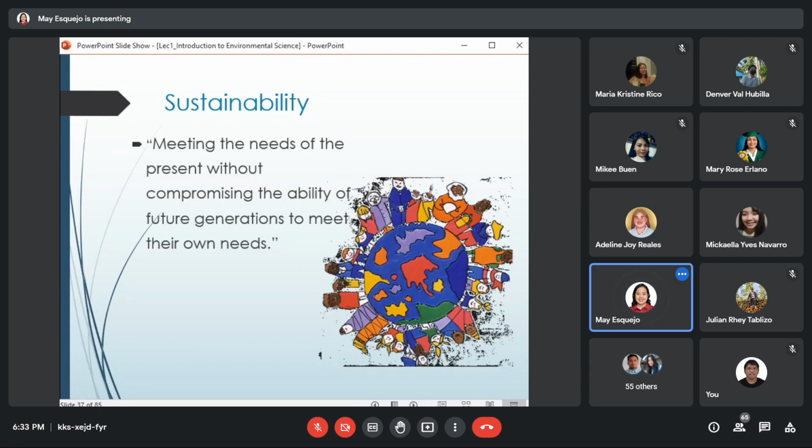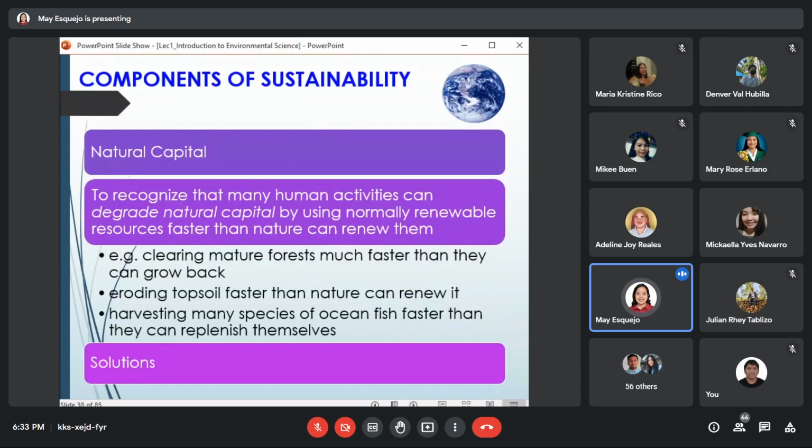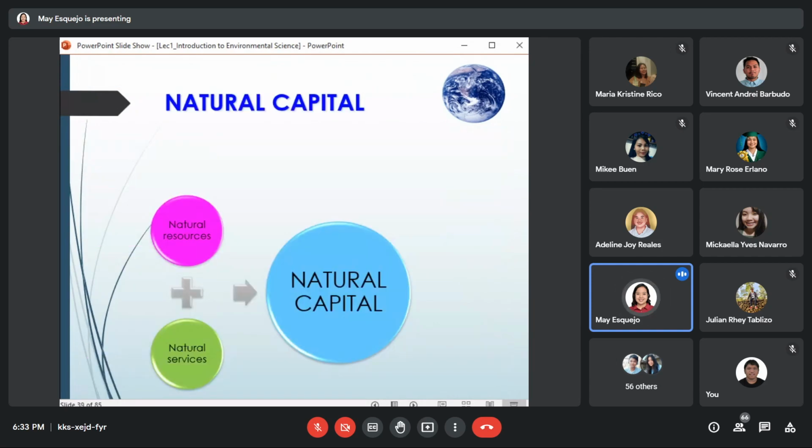Okay? So, we will discuss the components of sustainability or kung ano yung mostly talaga na composed in an environment in order for it to have that sustainable type of area or society or environment. So first we have the natural capital. So the natural capital is composed of resources and then services. Okay? So natural resources plus natural services equal the natural capital.